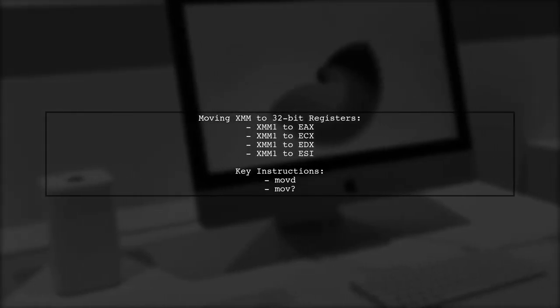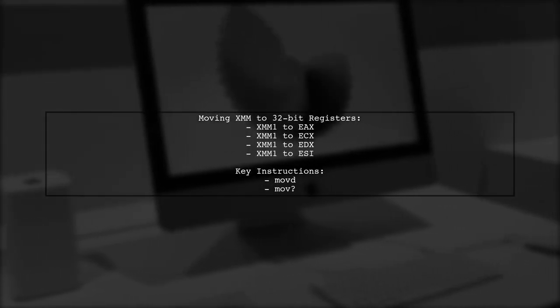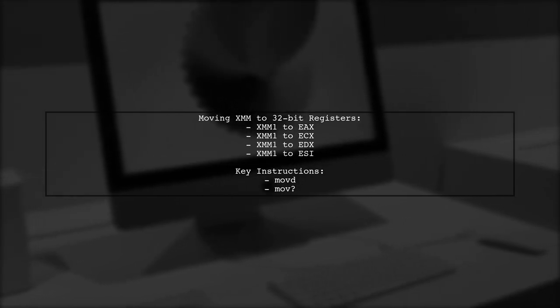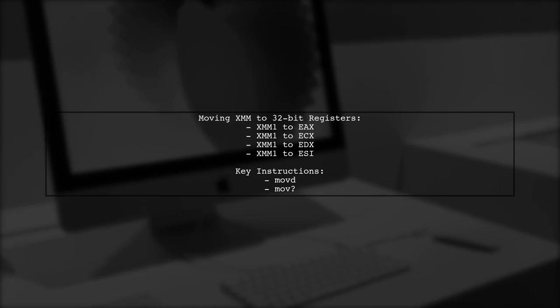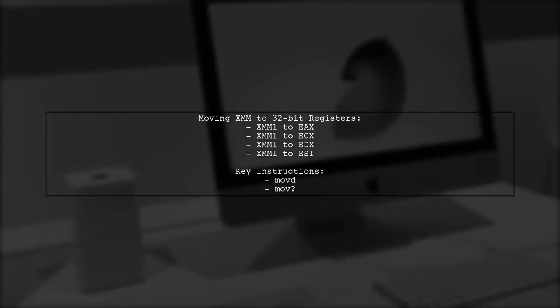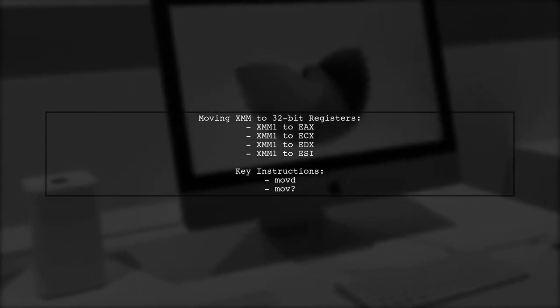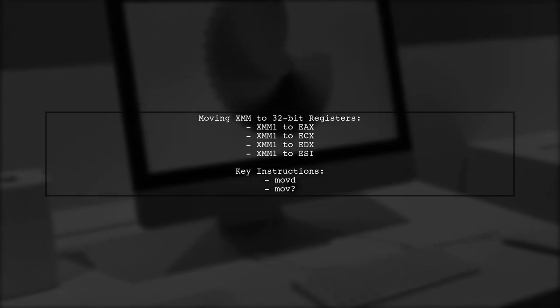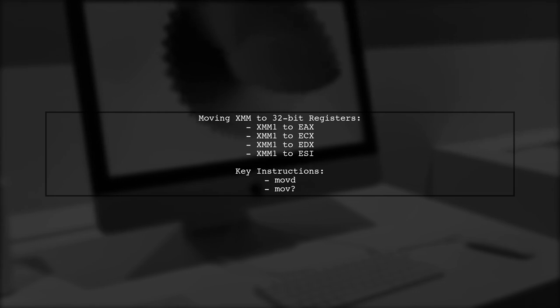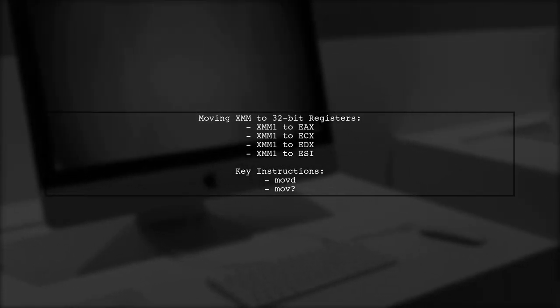Next, we have the second part of the question. The developer wants to know how to split that same 128-bit XMM register value into 4 32-bit general purpose registers. This operation is equally important for managing data efficiently in various applications.